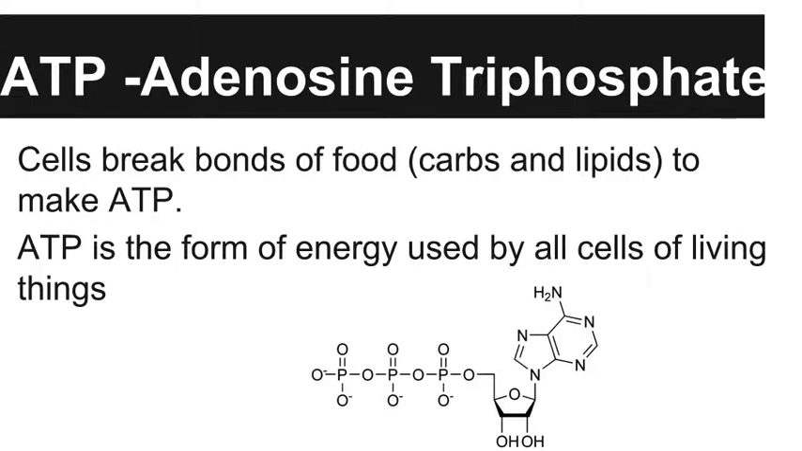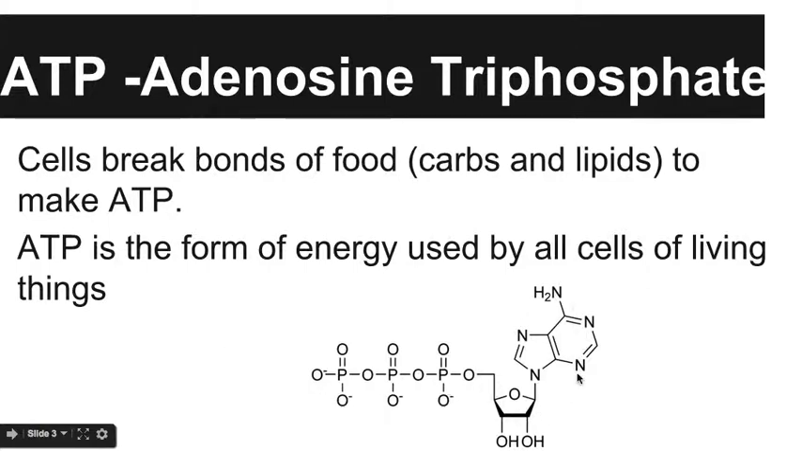After or when your enzymes are breaking apart that energy, they actually are turning it into something called ATP. So your cells turn the bonds of carbs and lipids into ATP. ATP stands for adenosine triphosphate. You don't have to know that or spell that, but you should be able to recognize that. ATP is the form of energy used by all living cells, and it looks like this.